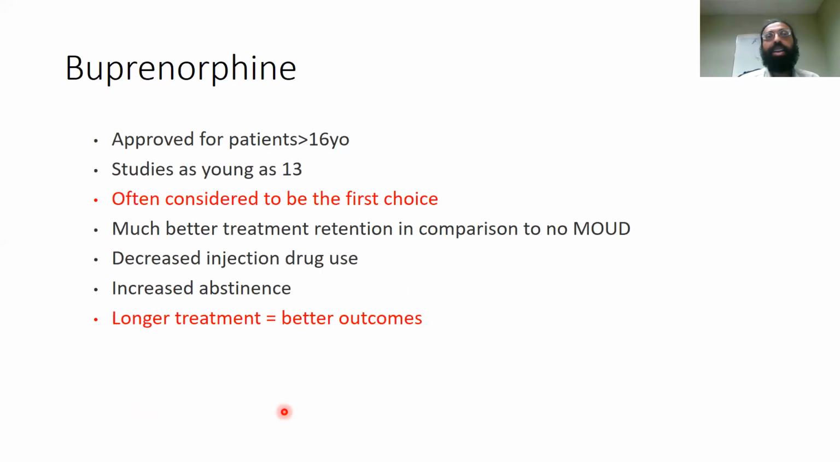We need more data. Buprenorphine is actually FDA approved for anyone over the age of 16, but the studies have actually looked at adolescents as young as 13 years of age. So good quality studies have gone a lot lower than that 16-year age. It's often considered to be the first choice in this population. You get much better treatment retention in comparison to no medications for opioid use disorder, along with reductions in injection drug use and increased abstinence. And again, longer treatment equals better outcomes.